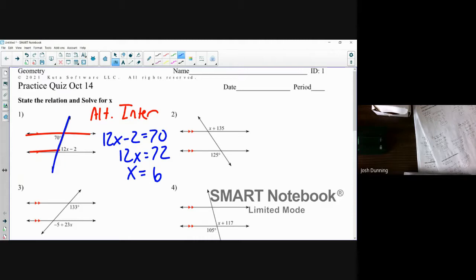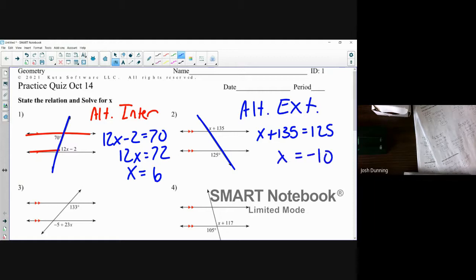Now on 2, they're on alternating sides of the transversal, but outside of the parallel lines. So that's alternate exterior. So those are equal. Subtract 135, you get negative 10.